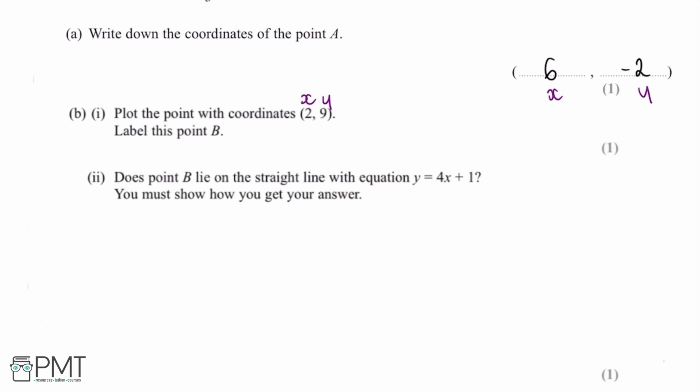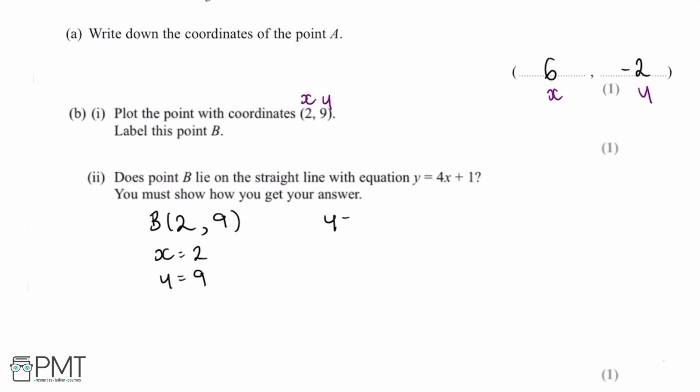Does point B lie on the straight line with equation y equals 4x plus 1? You must show how you get your answer. So point B is the coordinate 2, 9, which means the x value is 2 and the y value is 9. Now in order to show whether point B lies on this straight line, we need to sub in one of these values here. Now the easiest value to use would be the x value, as it saves you from rearranging this equation, but either way would work.